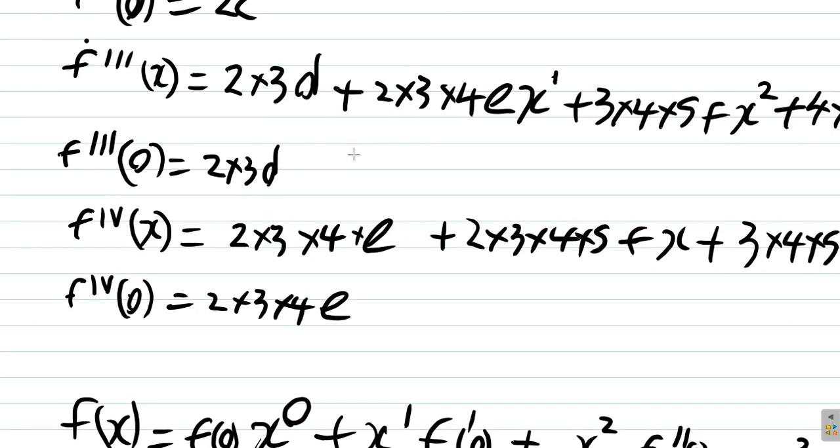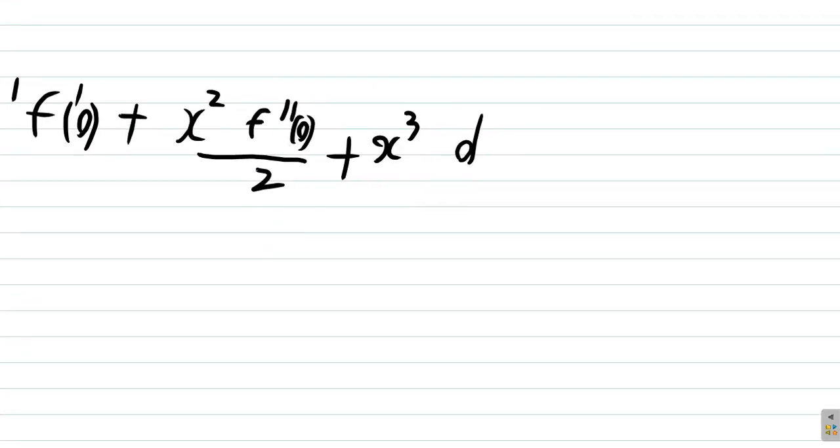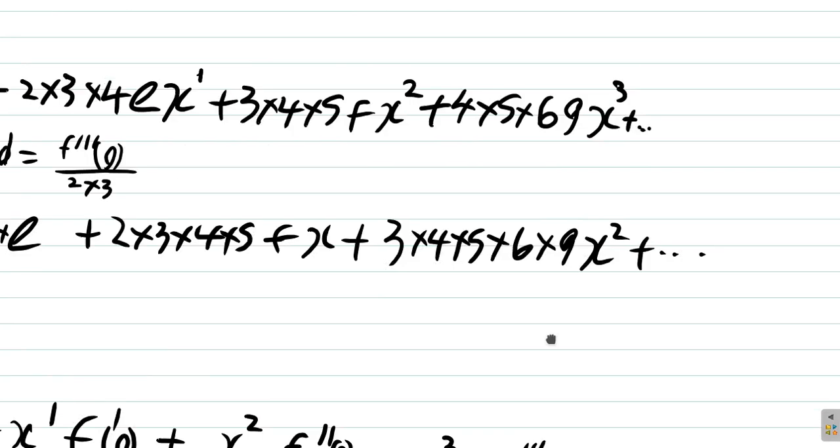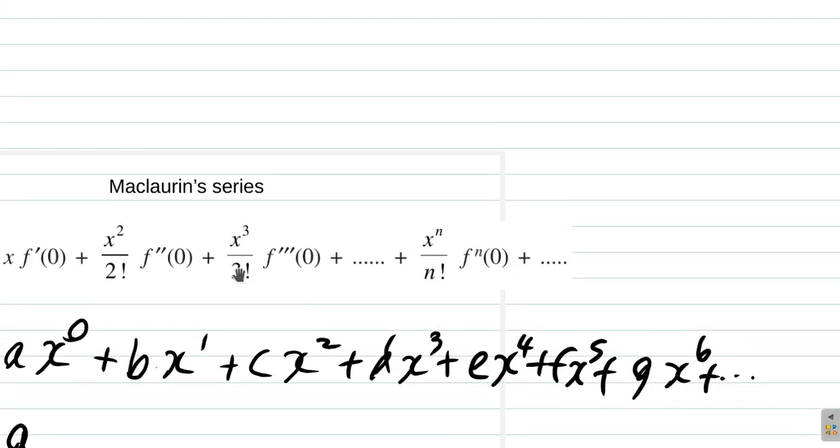If we transpose this for d, we have d equal to f triple prime of 0 over 2 times 3. So d is f triple prime of 0 over 2 times 3.